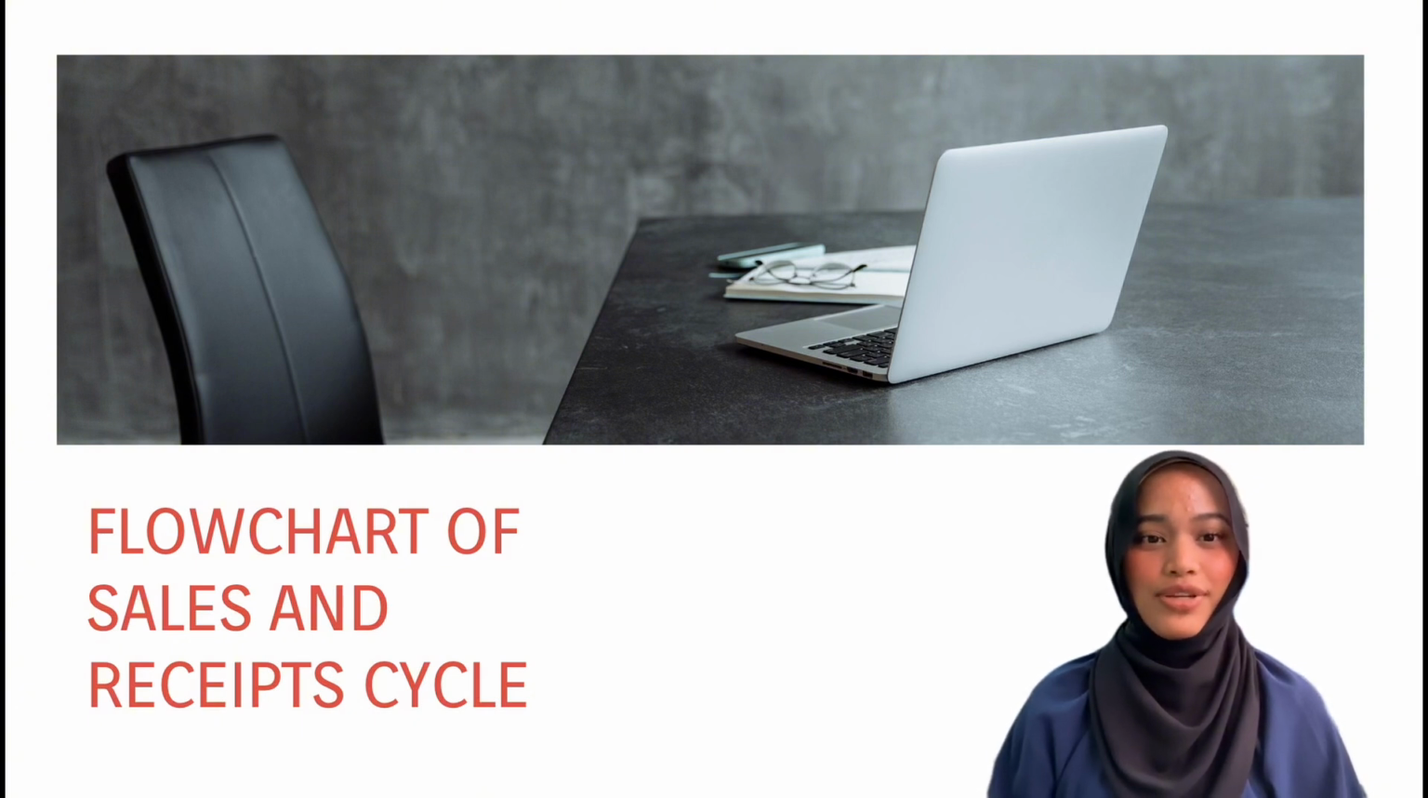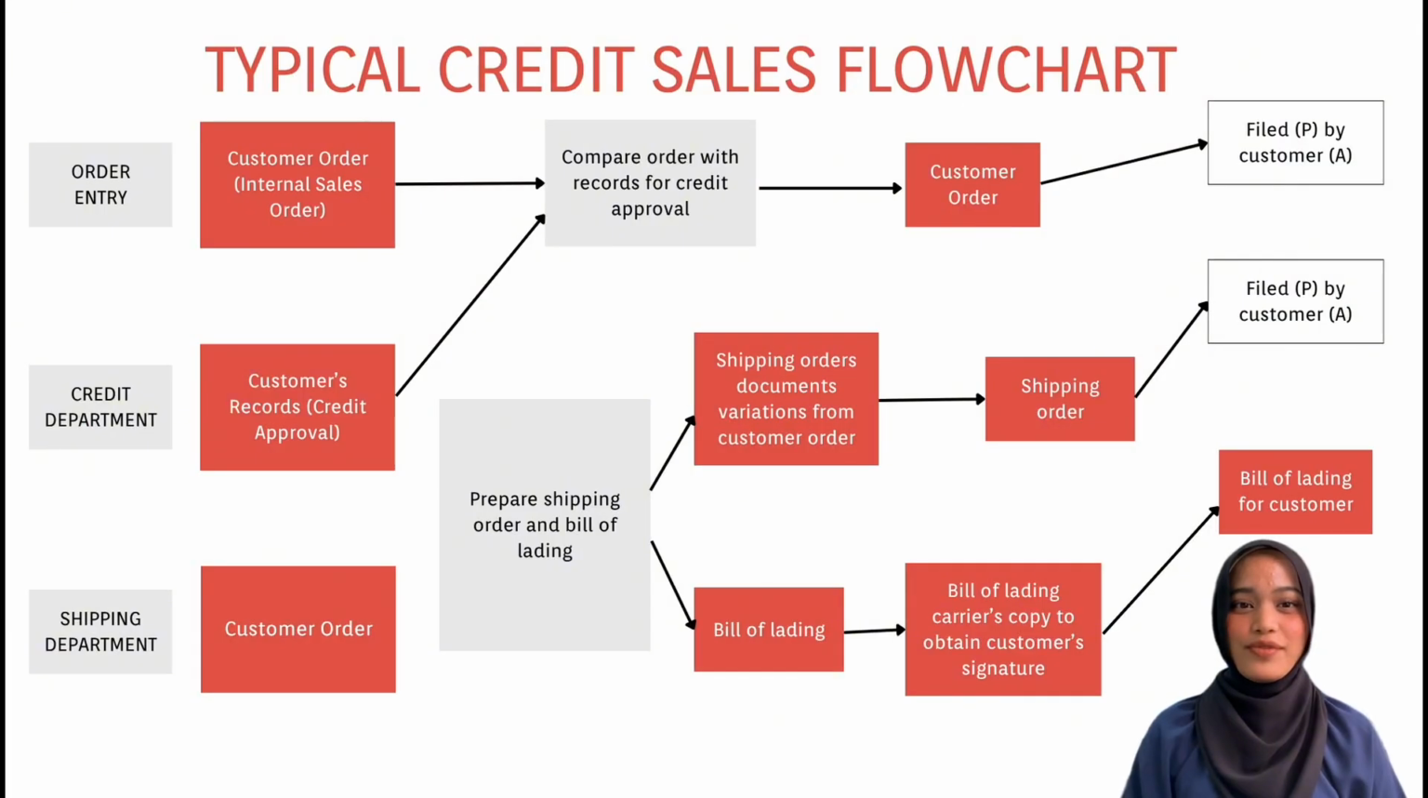Let's begin with the credit sales flowchart. This flowchart outlines the journey of a sales transaction, starting from the initial customer order to the final invoicing stage. The process begins when a customer order is recorded as an internal sales order and forwarded to the credit department for approval. The customer's creditworthiness is reviewed using past records to avoid potential bad debts.